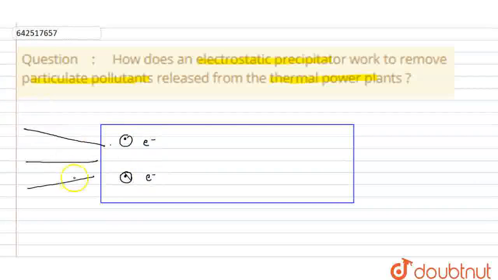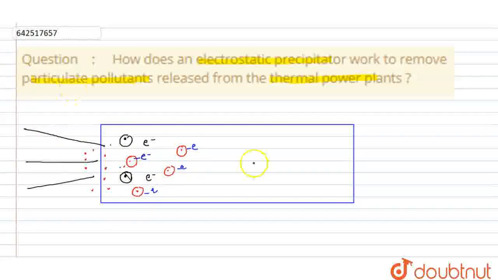Now when the dust particles or the dirty air is being passed through this electrostatic precipitator, these electrons get attached to the dust particles. They get attached to the dust particles and give them a net negative charge. So the dust particles now have a net negative charge. All the dust particles will have a net negative charge over here. All right.